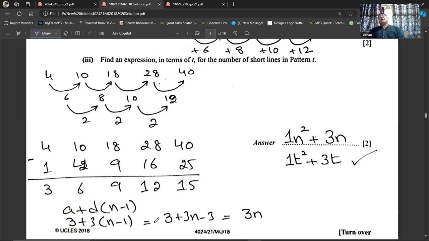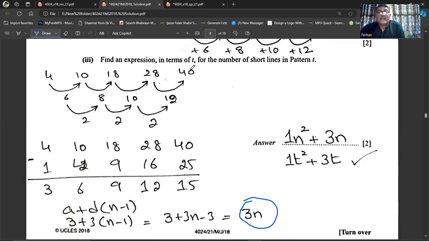That is an arithmetic sequence. I will find its nth term. So a plus d bracket n minus 1: 3 plus the difference, which is 3, bracket n minus 1. So it will be 3 plus 3n minus 3. So it is 3n. In your answer, you already have written 1n square. With that, you will write this 3n.